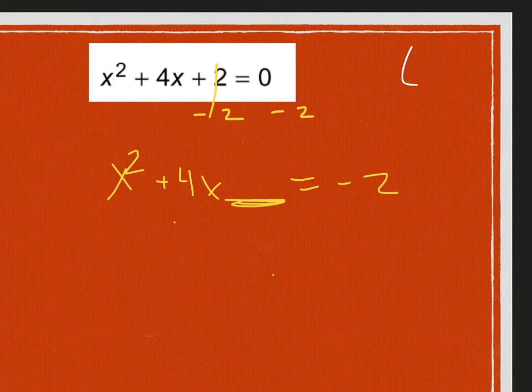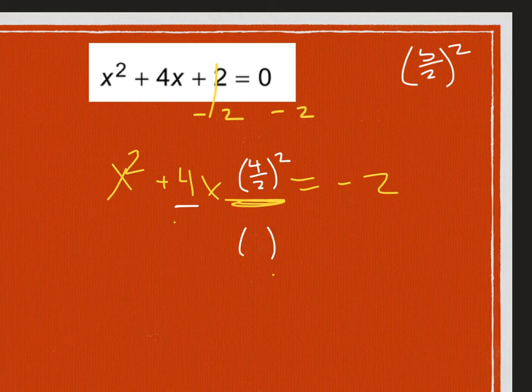Our little formula is b over 2 squared. So what's our b? 4. So we have 4 over 2 squared. What's 4 over 2 simplified to? 2 squared. And what's 2 squared? 4. So if we add 4 on the left side, we have to add 4 on the right side also.